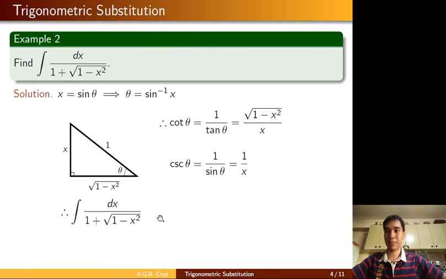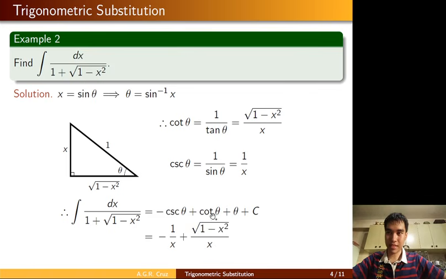You can now re-express the antiderivative that we got in terms of x. So this integral, which we computed to be equal to this one, let's now replace values. Cosecant theta is 1 over x. So this will become negative 1 over x. The cotangent theta is equal to this. So we replace this one with this. And then our theta is now equal to sine inverse of x. So replace theta with this. And then plus c. And you're done, no? This is now the antiderivative that we have.